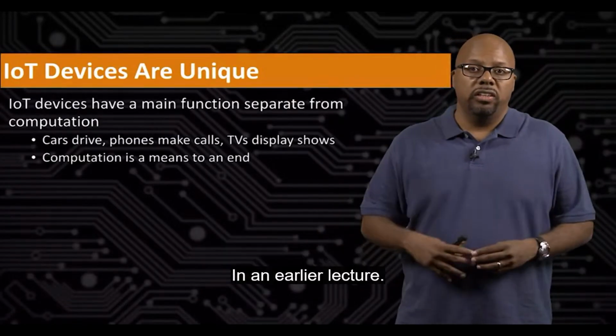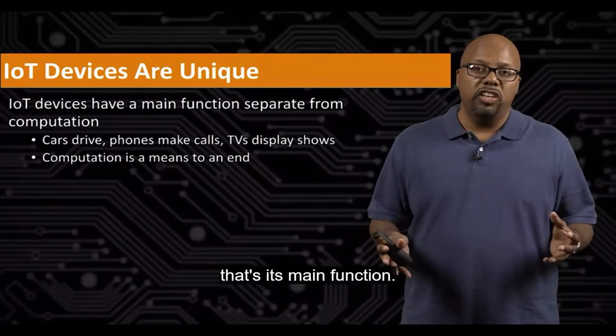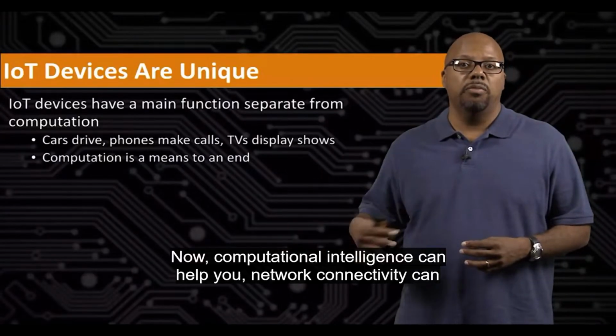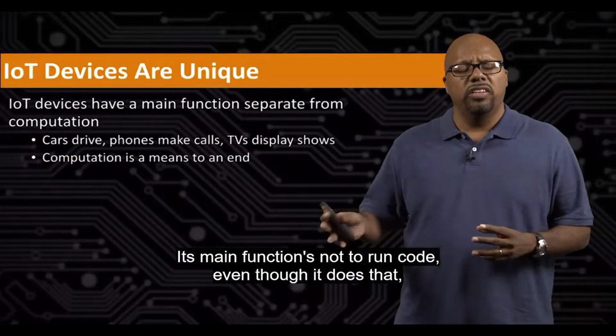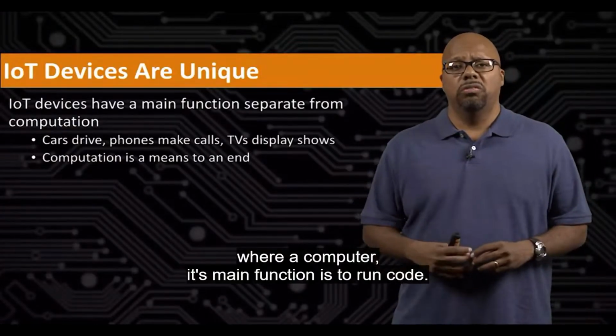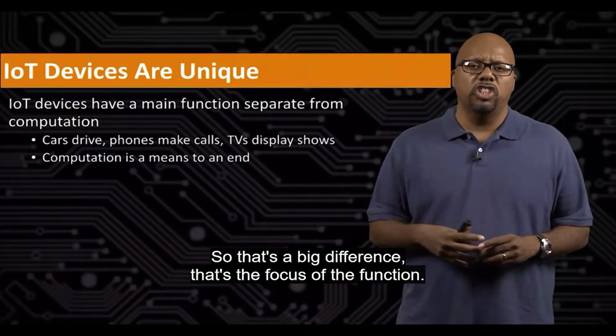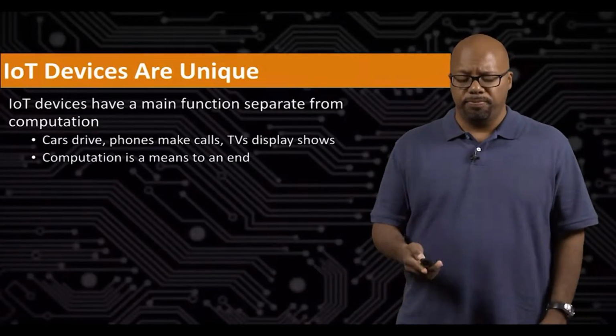Also, we talked about refrigerators in an earlier lecture. A refrigerator keeps things cold. That's its main function. Now, computational intelligence can help you. Network connectivity can improve its ability, but it is not its main function to talk on the network. Its main function is not to run code, even though it does that. Whereas for a computer, its main function is to run code, right? So that's a big difference, the focus of the function. IoT devices have this separate function, separate from computation.